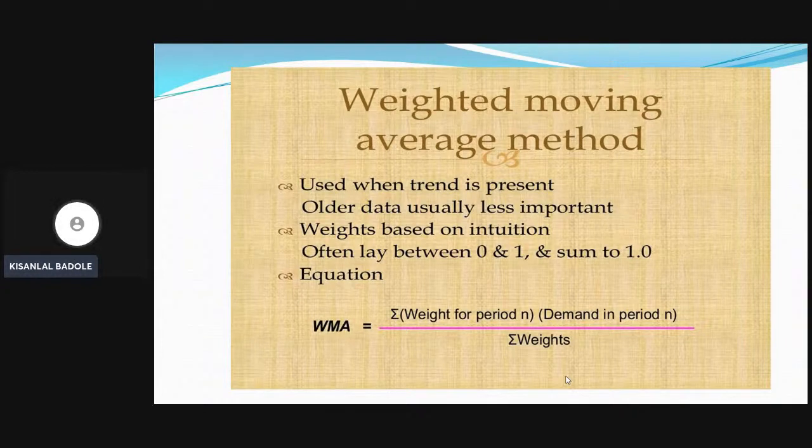Another is the weighted moving average method, used where the trend is present and older data is usually less important. The weight is assigned based on intuition, between 0 and 1. This w is the weight in the weighted moving average method, with the help of the particular formula: the summation of weight for period n times demand in period n. With this we can find the weighted moving average, friend.